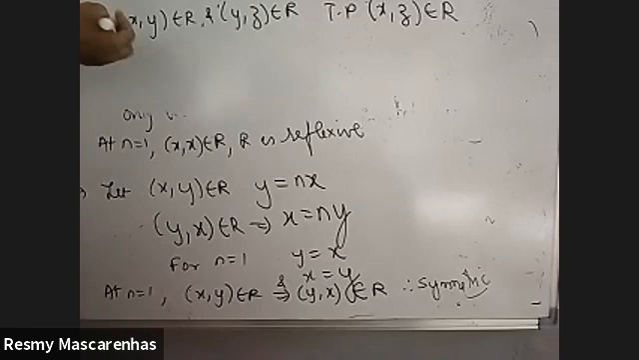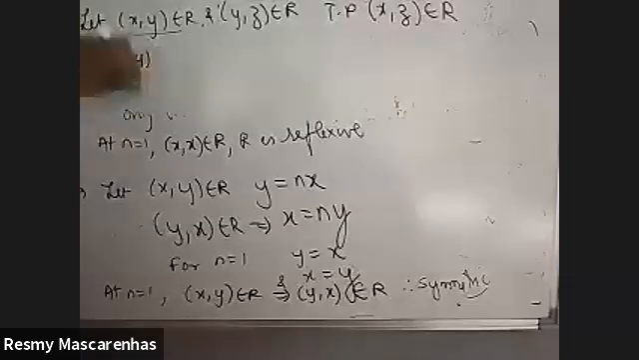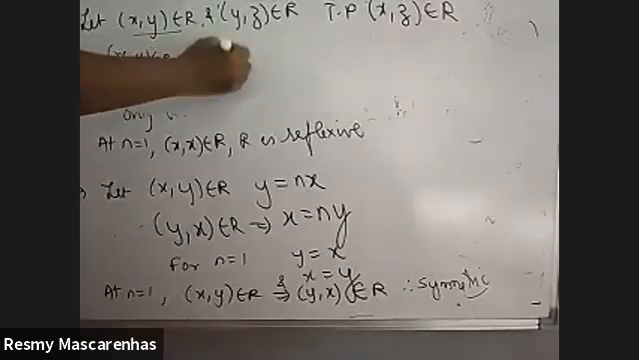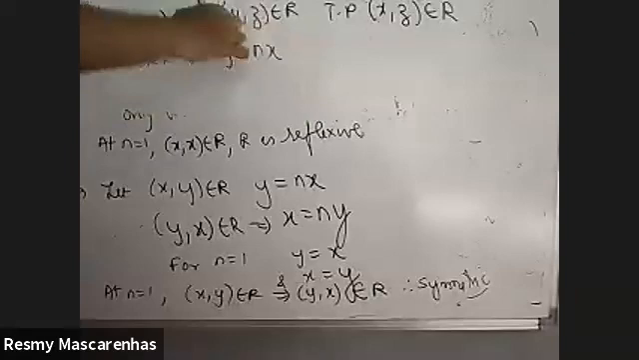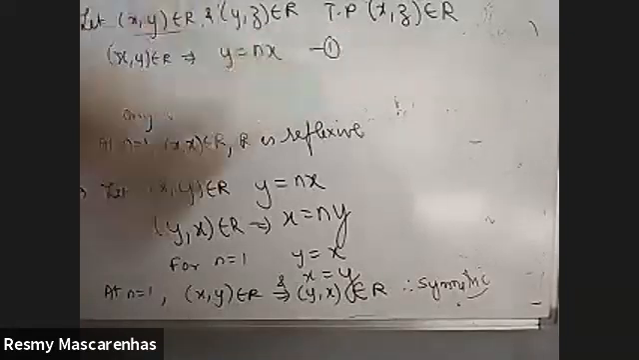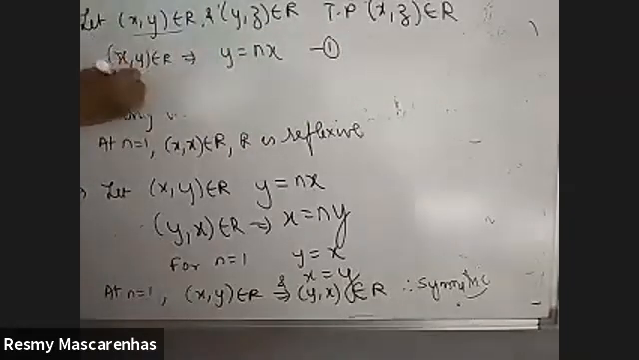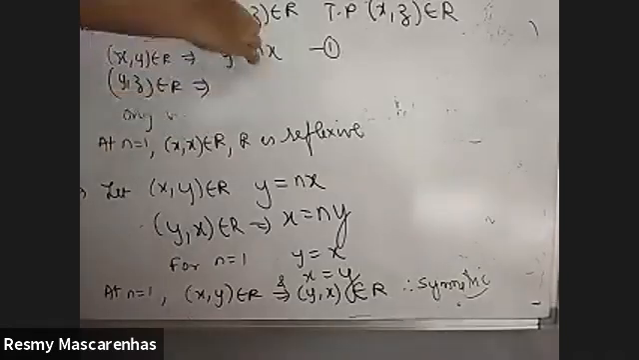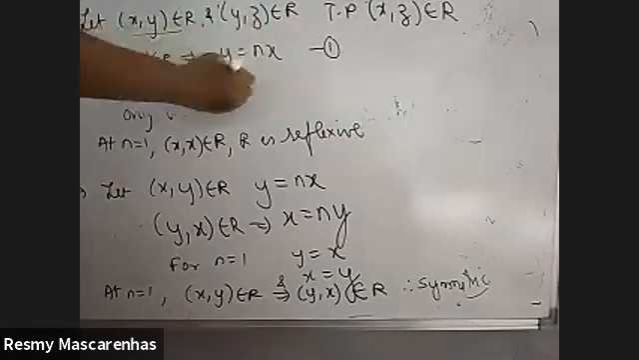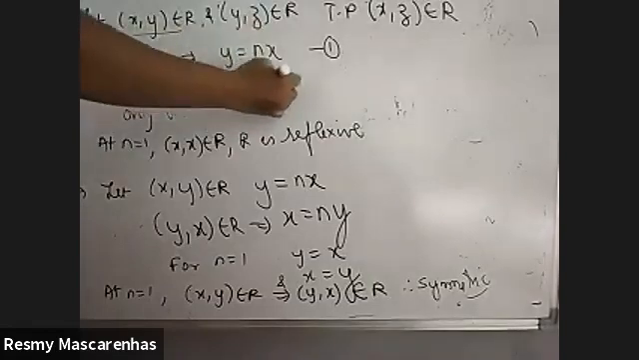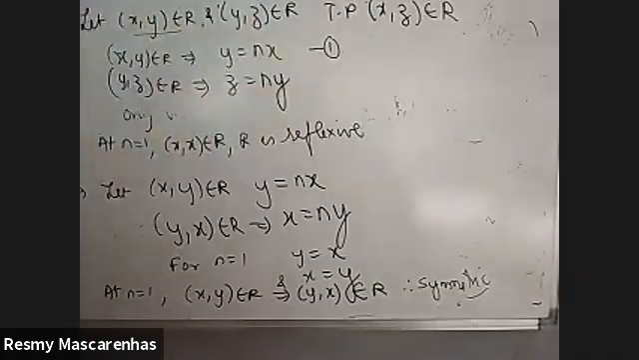So what all is given? First one, (x, y) belongs to R means what? y is equal to nx. First equation you will get. Then (y, z) belongs to R means instead of z what will come? Here z is equal to ny.